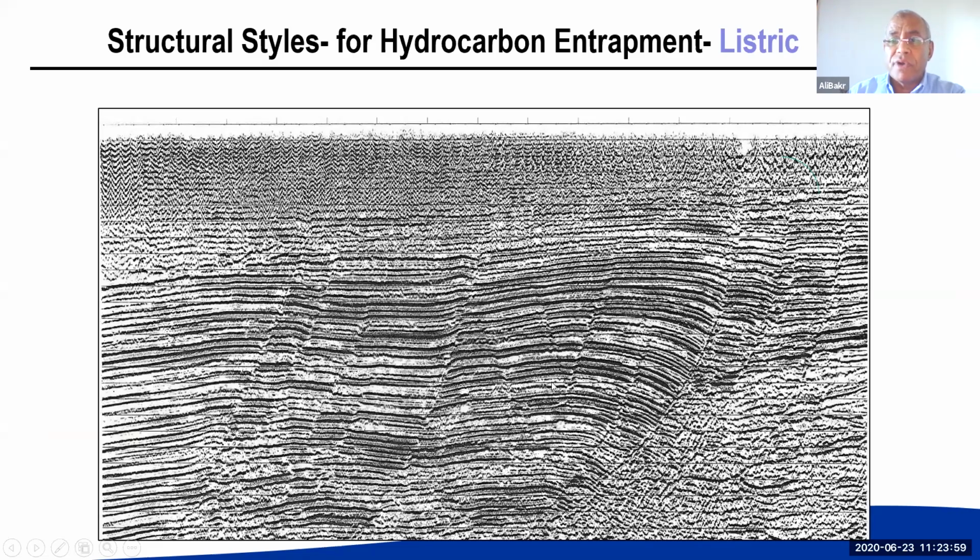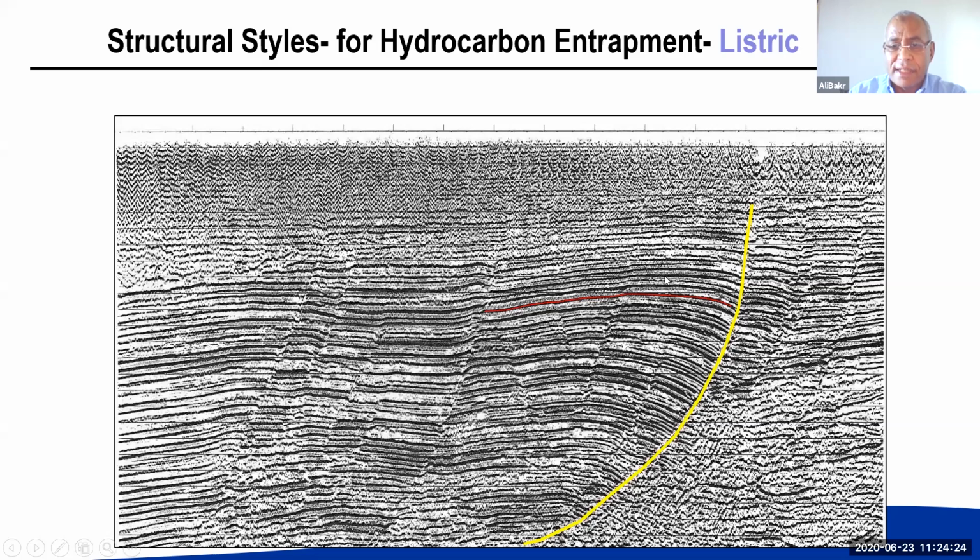Another shape from the seismic: see the shape of the fault itself. It looks like a crescent here, and also you have some sort of rollover anticline. This also represents the structure style of the rollover anticline associated with the Listric fault. Here in the interpretation, you can see the fault and you can see the anticline on the downthrown side.